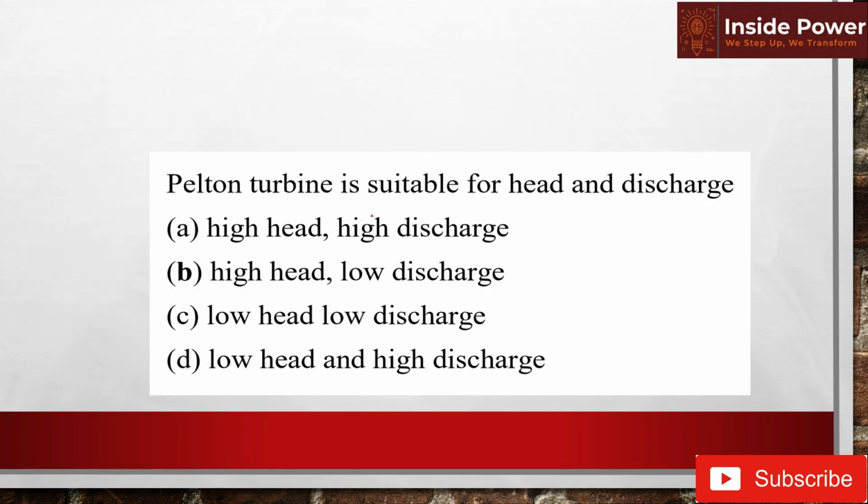Pelton wheel is suitable for which head and discharge? Actually it is an impulse turbine, so it is for high head and low discharge. This is the main importance here.